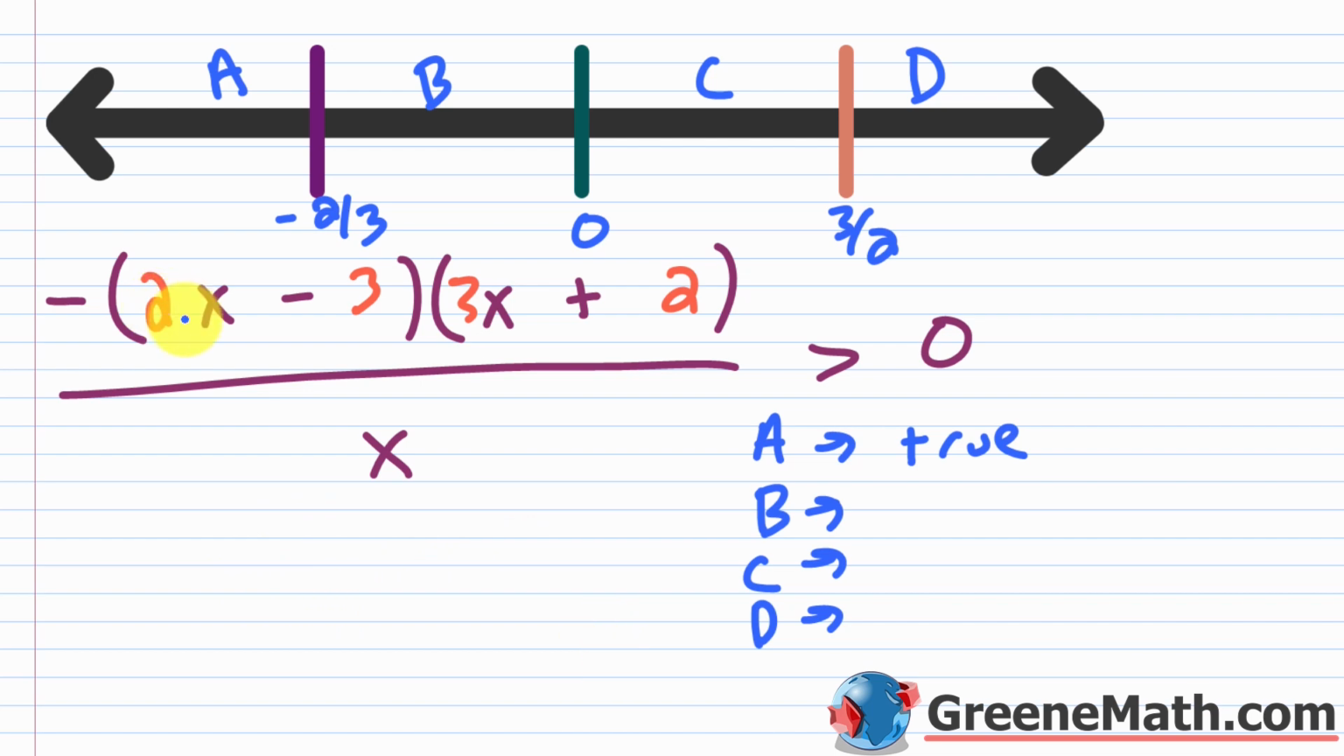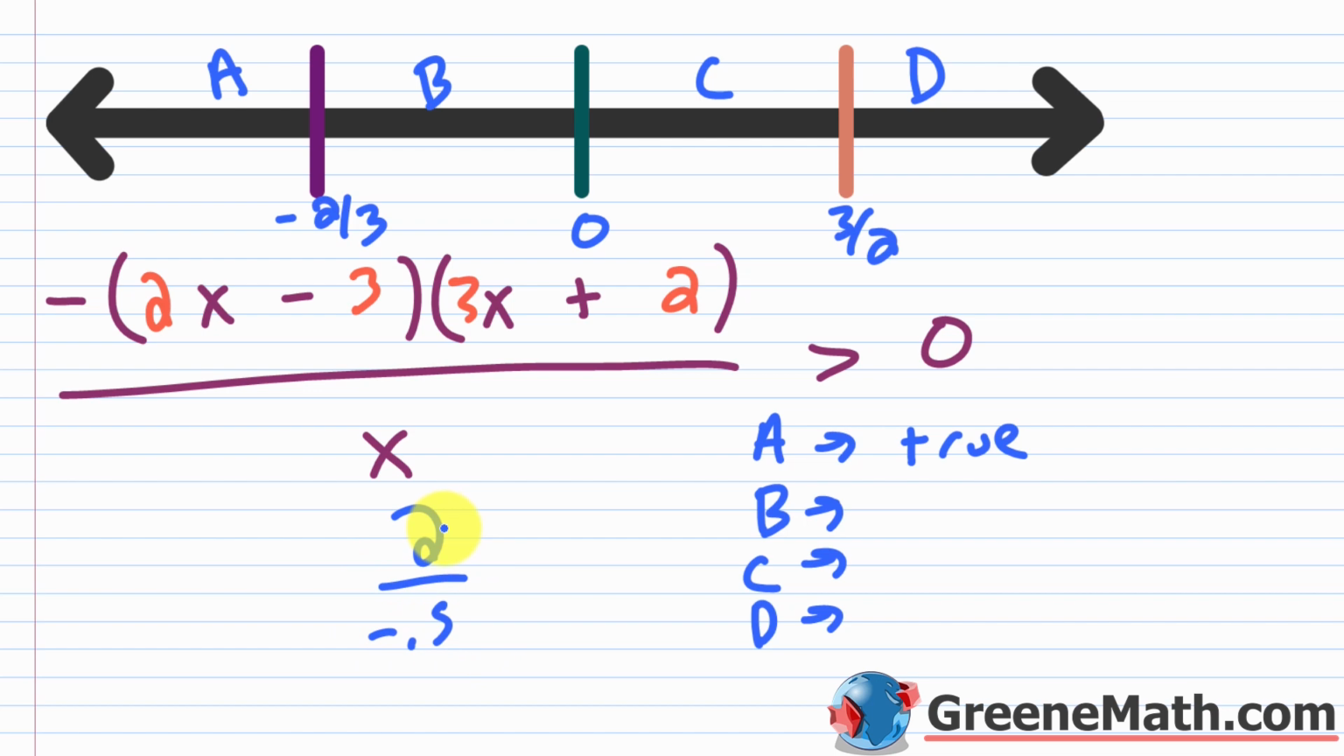So 2 times negative 0.5, that would be negative 1, and then negative 1 minus 3 would be negative 4. So you have the negative of negative 4, and then over here, 3 times negative 0.5, that's negative 1.5, and then plus 2, that's going to be 0.5 or a half. So basically, the negatives are going to cancel, right? Negative times negative is positive. 4 times a half is 2. So this is going to be 2, and this would be over your negative 0.5.